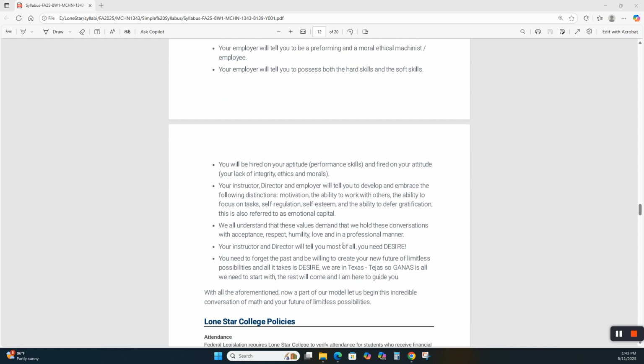Now, we all understand that these values demand that we hold this entire math conversation, okay, in a professional manner. We respect our fellow human beings with humility and love. Since we don't have face-to-face communication in here, we're talking about sending poison emails, okay? We call that digital disinhibition, where you think you're 10 feet tall because you're on a computer screen.